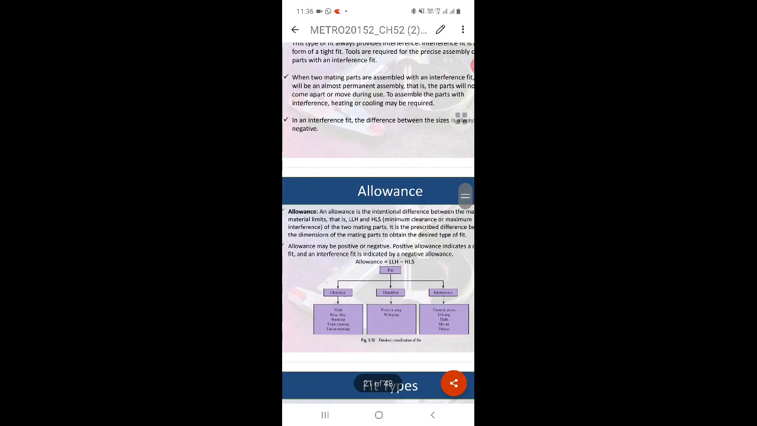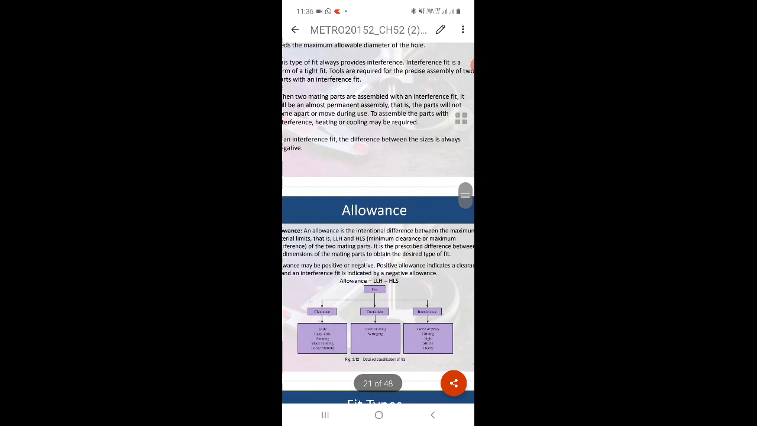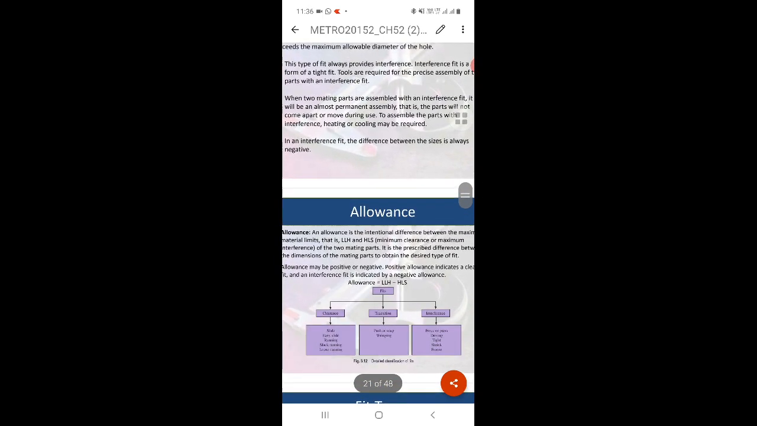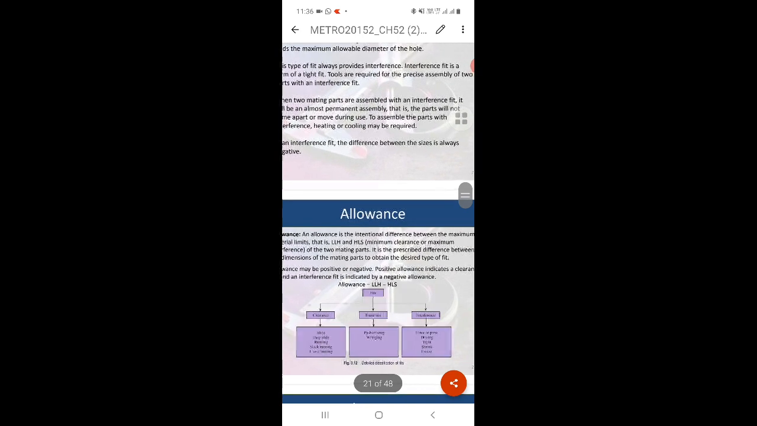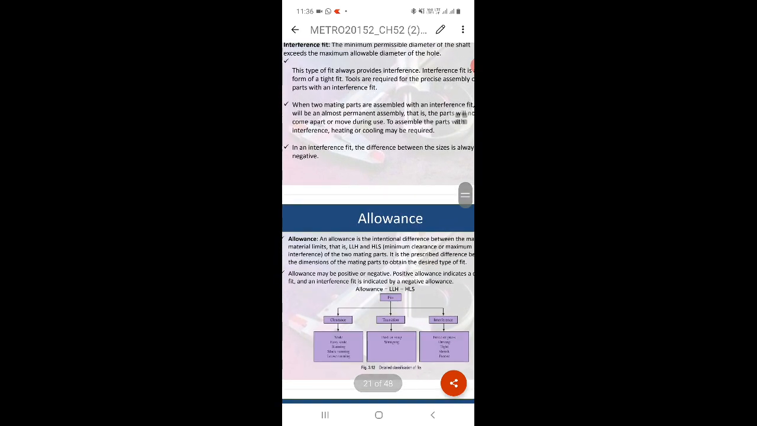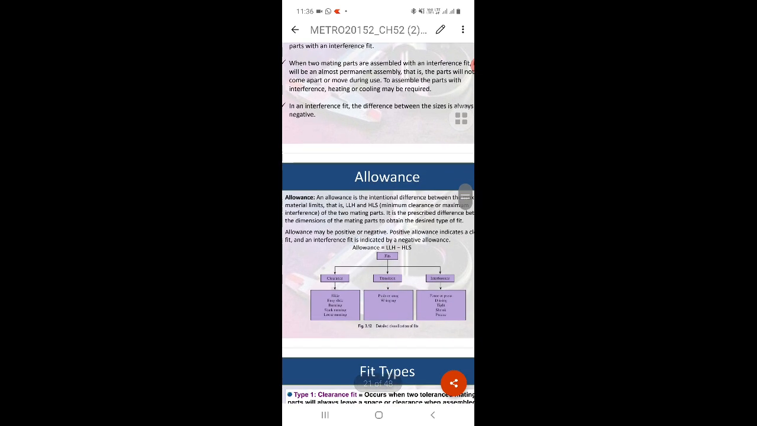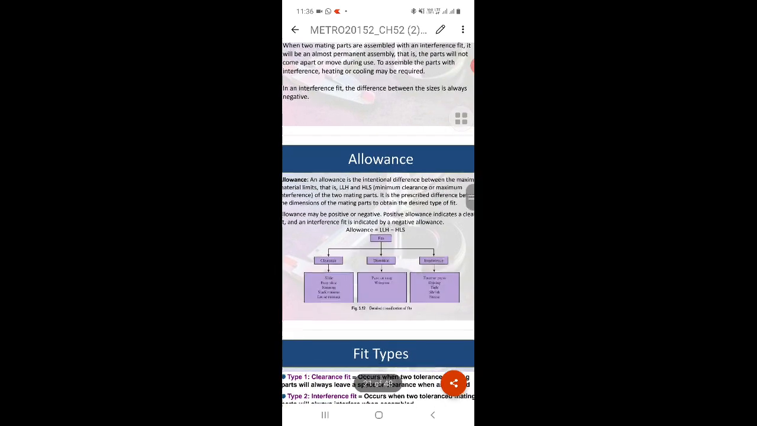Next is allowance. Allowance is the intentional difference between the maximum material size and the minimum material size. What do we mean by allowance? There are two types of allowance: maximum allowance and minimum allowance.